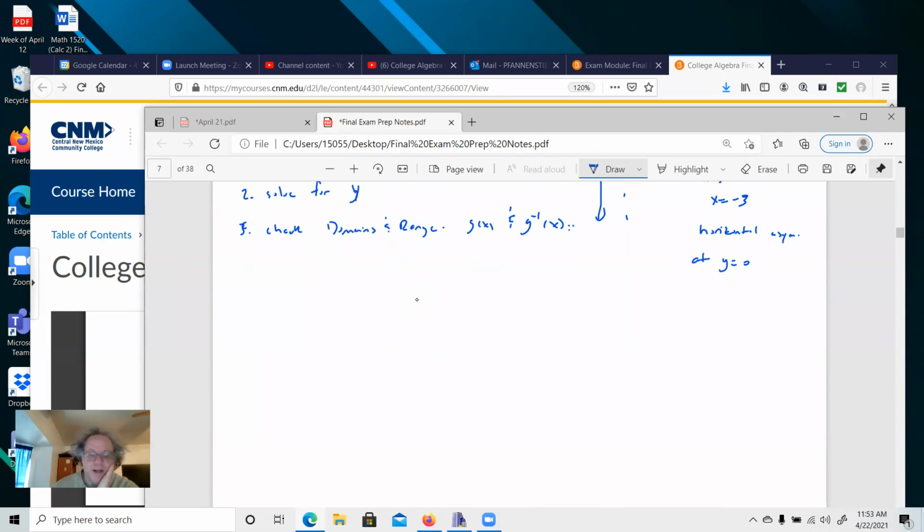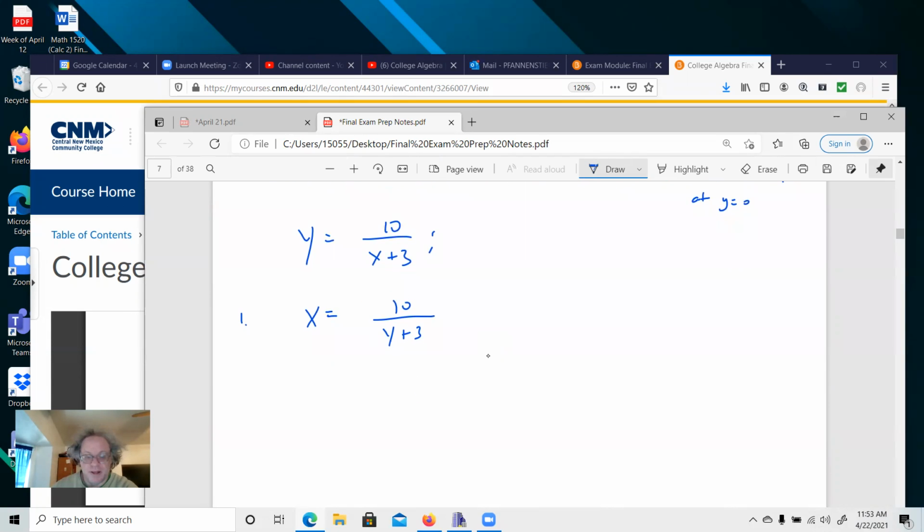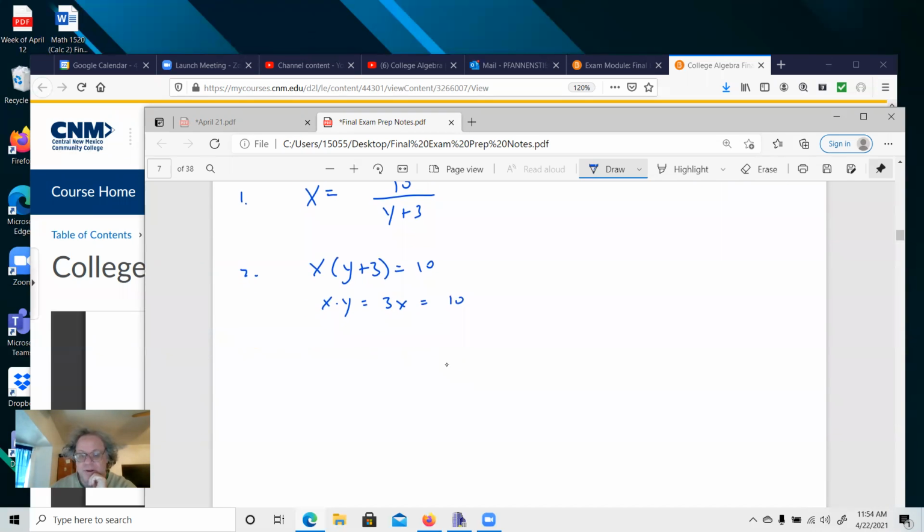So here we have y is equal to 10 over x plus 3. We're going to swap. We're going to say x is equal to 10 over y plus 3. Now we're going to solve for y. So this was step 1, that's our setup. Here's our step 2: x times y plus 3 is equal to 10. So we have x times y plus 3x is equal to 10. Just distributed that out.